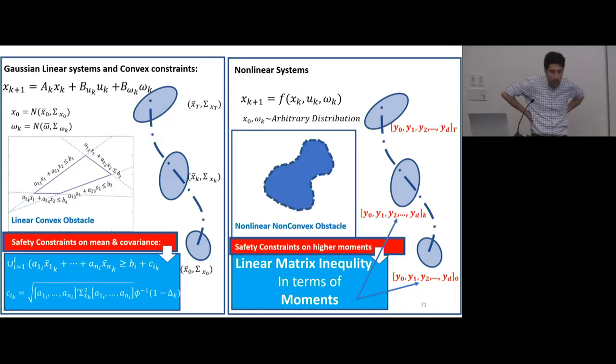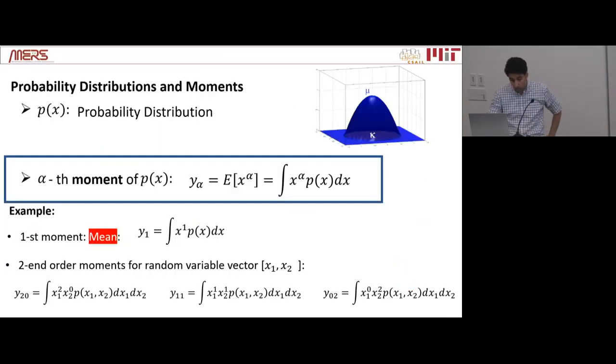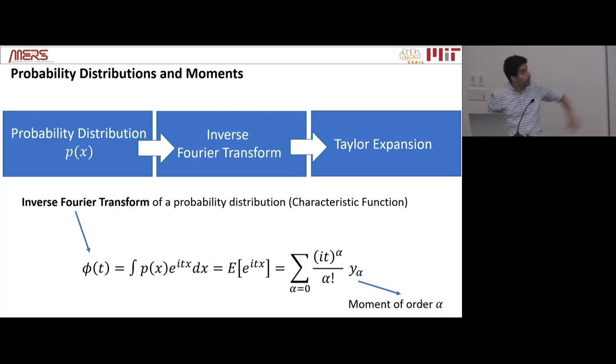We can retrieve all information of the probability distribution given the moment sequence. So let's see how moments and probability distributions are connected. Given a probability distribution, if we find the inverse Fourier transform, which is also called a characteristic function, and then find its Taylor expansion, we are going to observe the moments. Moments are coefficients of the Taylor expansion of the inverse Fourier transform of the probability distribution. This is how they are mathematically connected. But I'm not going to use these equations to solve my optimization.